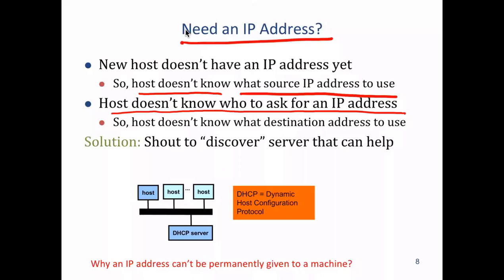The machine doesn't know which machine to ask for an IP address, so it doesn't know anything about it. So her laptop will broadcast a message: please help me with the configuration parameters. Her machine will send a broadcast message on the network saying, please help me.